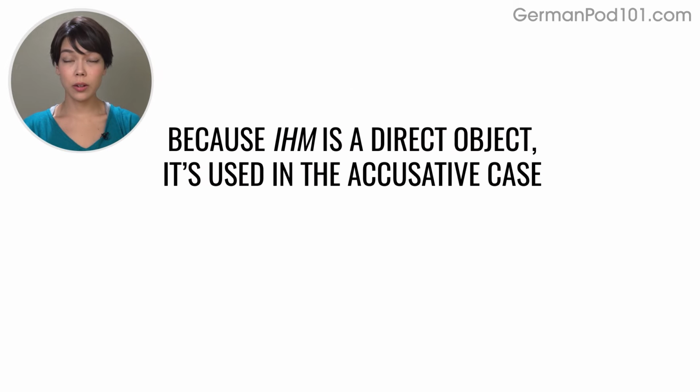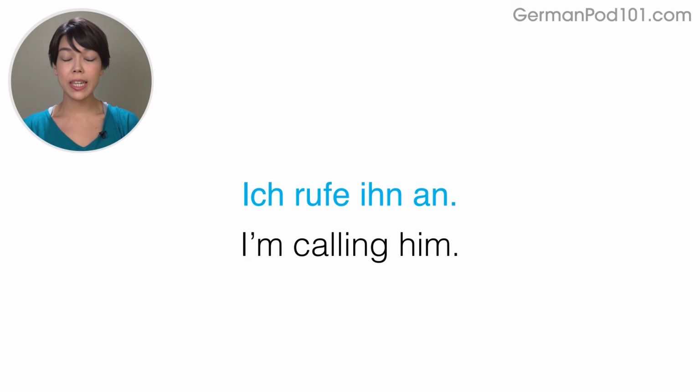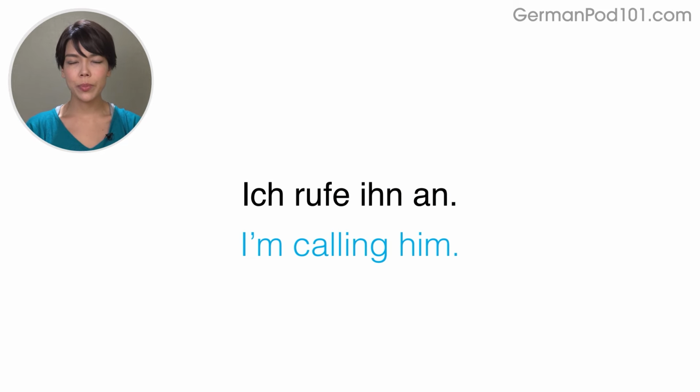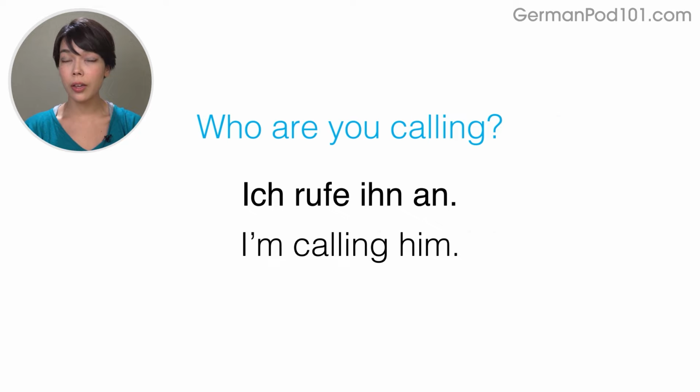Now, there are two things you should know before we dive in. One, because ihn is a direct object, it's used in the accusative case. So it marks the object that's answering what or whom. For example, "Ich rufe ihn an." I'm calling him. Here, the him is receiving the action called and answering the question, who are you calling?